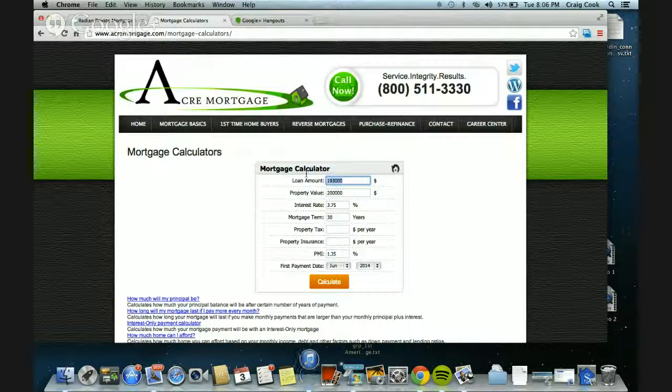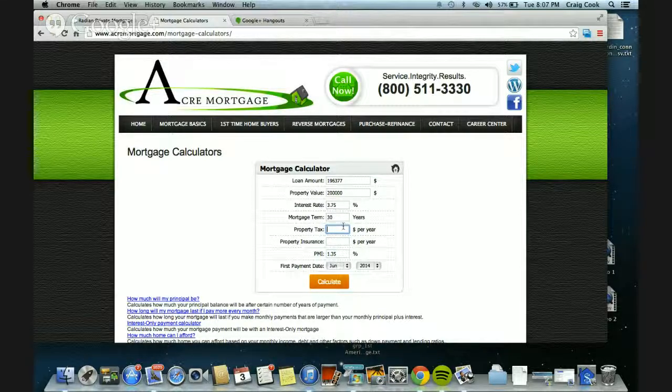So our true loan amount with a $200,000 sales price would be $196,377. Okay. We have an interest rate of 3.75%, and it's a term of 30 years, which will be a 30-year fixed mortgage. Our property taxes, for some reason on my website, is not working properly.